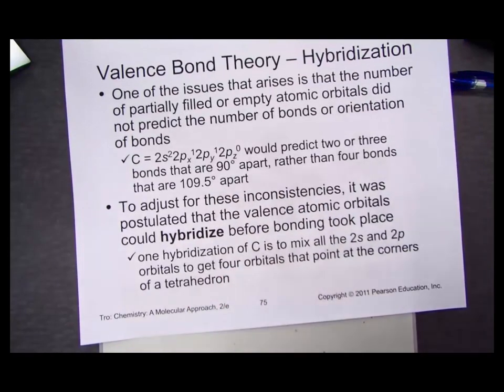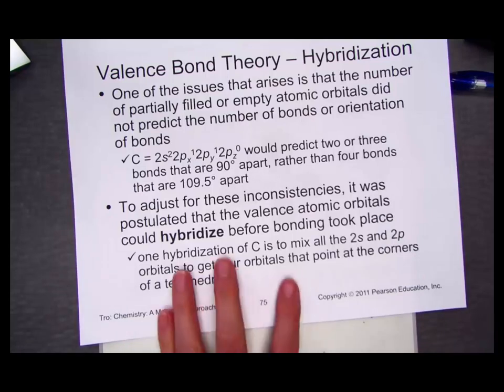The valence bond theory of hybridization. One of the issues that arises is that the number of partially filled or completely empty atomic orbitals did not predict the number of bonds or the orientation of bonds. Carbon is a prime example. Carbon, with its 2s2, 2p1, 2p1, 2p0, would predict 2 of the 3 bonds that are 90 degrees apart rather than 4 bonds that are 109.5 apart.